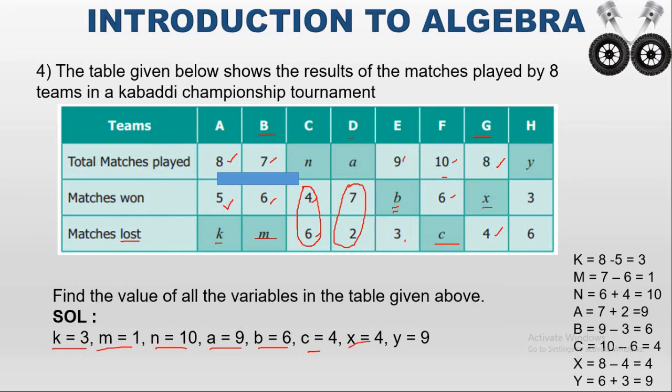So the last team, that is the H team, for that they didn't give the total matches played. They gave the matches won as well as the matches lost. That means you have to add won plus lost, that is 6 plus 3. You will get the Y value, that is 9. So Y equal to 9.